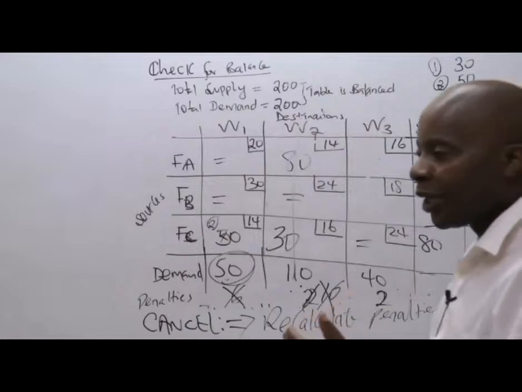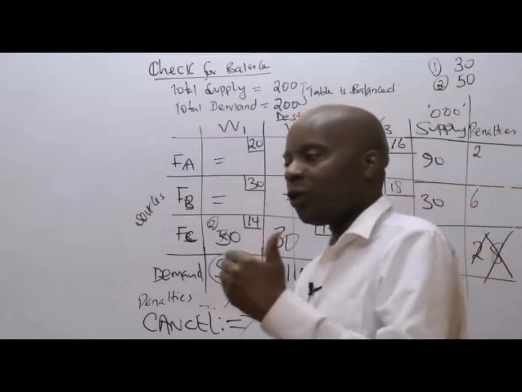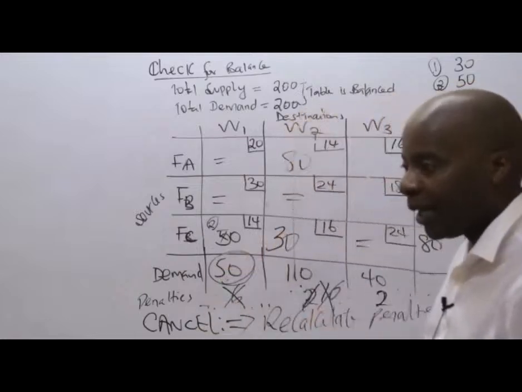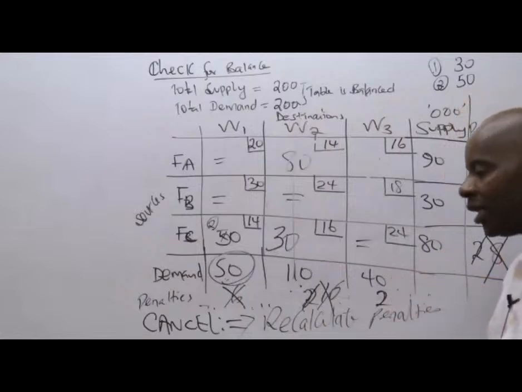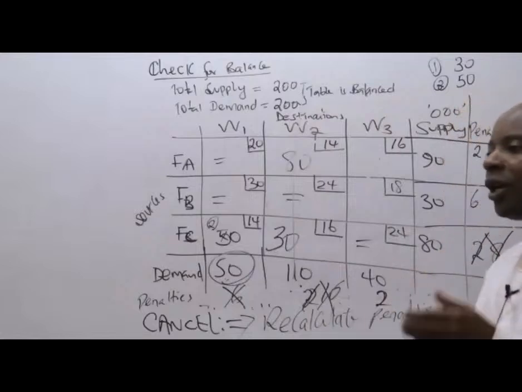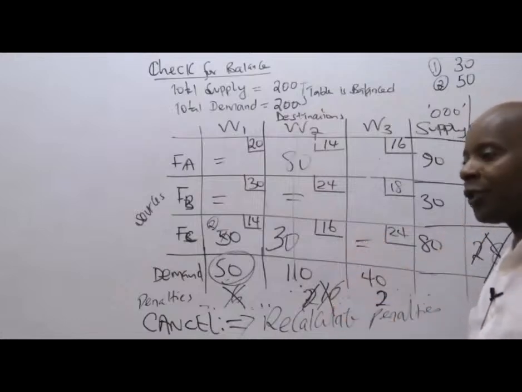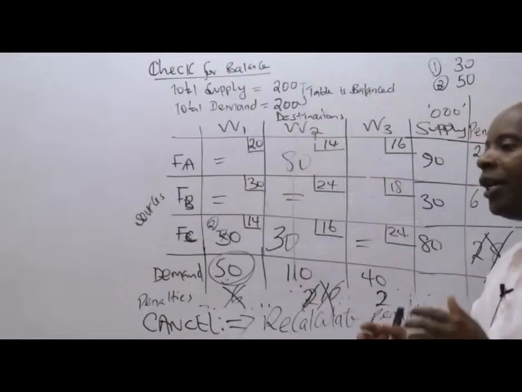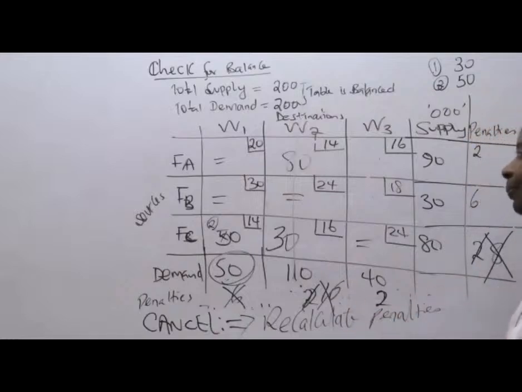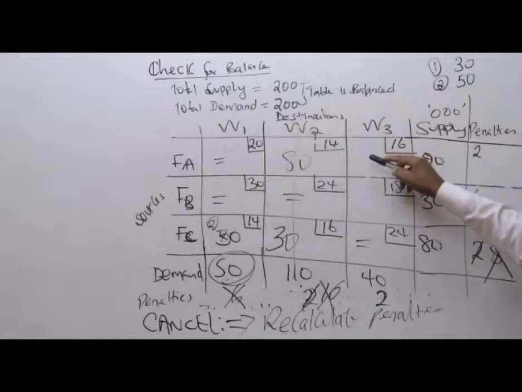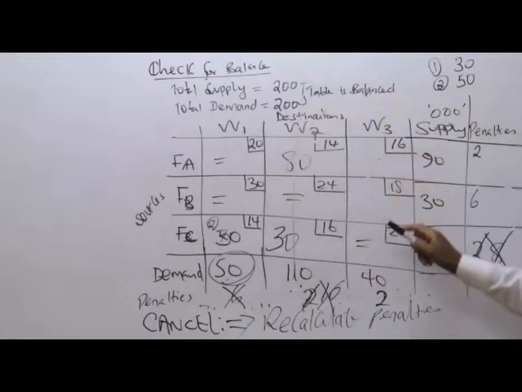And really to be able to demonstrate that, we need to cancel the penalty. And remember, once you cancel a penalty, you have to recalculate new penalties afresh. So come here, we have 16 and 18. 16 and 18, that gives me what here? 2. That gives me 2.